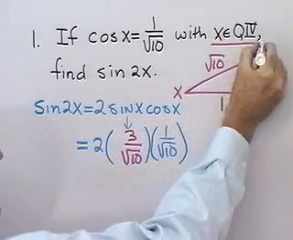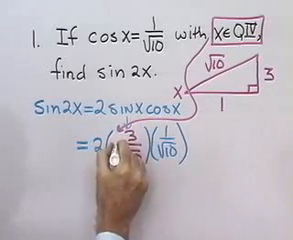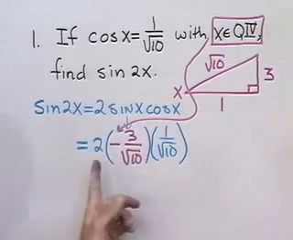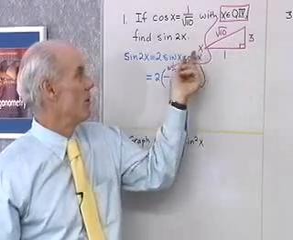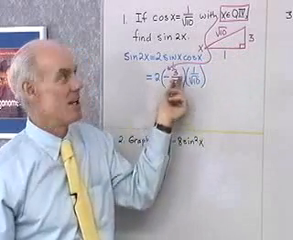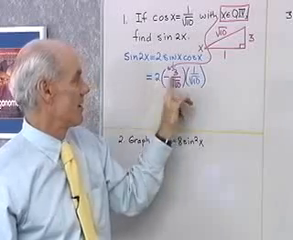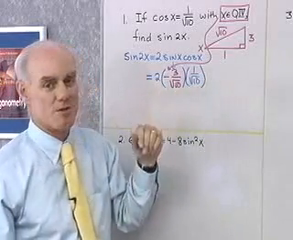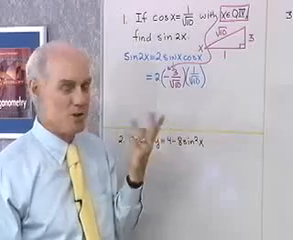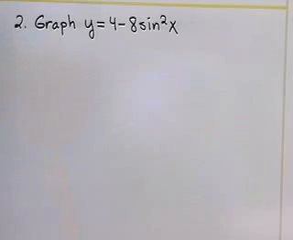And then since x terminates in quadrant 4, I'm going to have to put a negative sign right here. So I use this little diagram to get my numerical value for the sine of x, and then I use the fact that it terminates in this quadrant to get this negative sign. Now I can multiply this out. You see it's very simple. 2 times 3 is 6. Square root 10 times square root 10 is 10. I've used the negative sign, so the rest of it's pretty easy. Let's go on and look at the next problem.